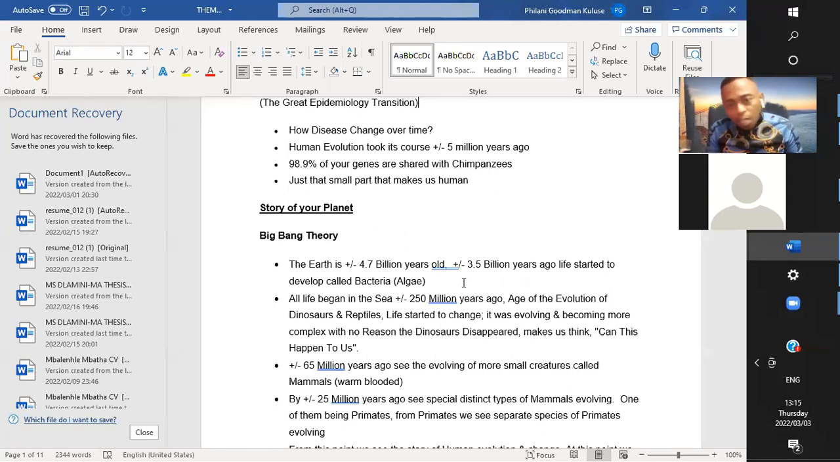Some people cannot adapt to heat, for example. Some people cannot adapt to the kind of food that is eaten today. There are many, many evolutionary considerations when we want to understand the great epidemiological transition, which happened plus or minus 5 million years ago. The story of the planet is not only to tell you the story, but also to outline the evolutionary transition, the evolutionary transformation, the evolutionary changes that humans had to endure.